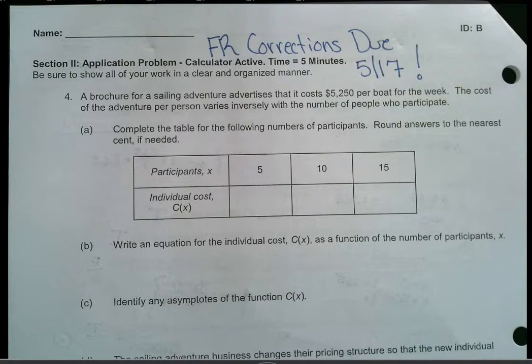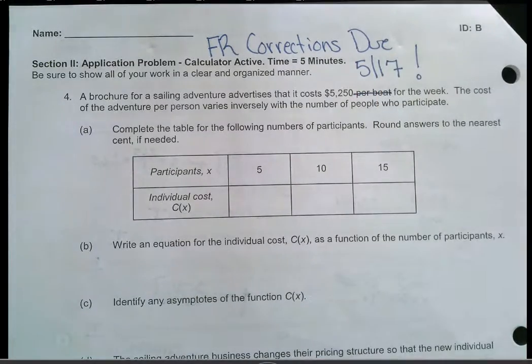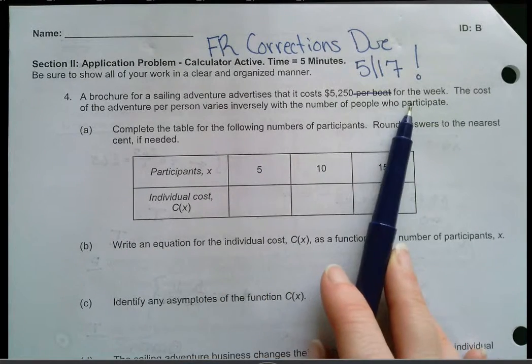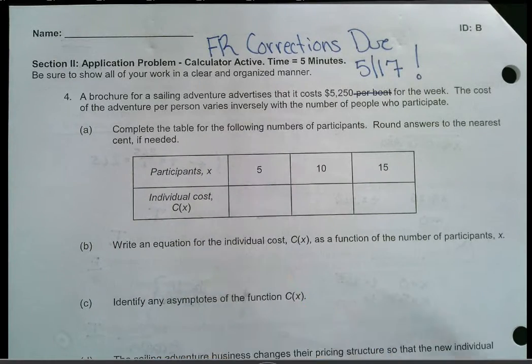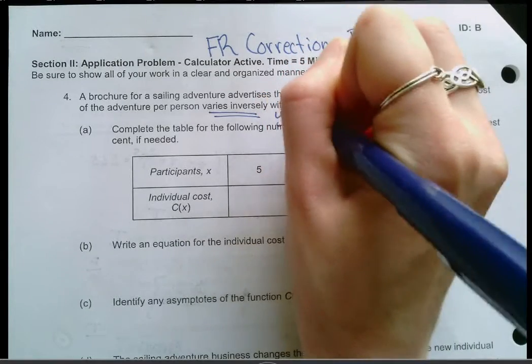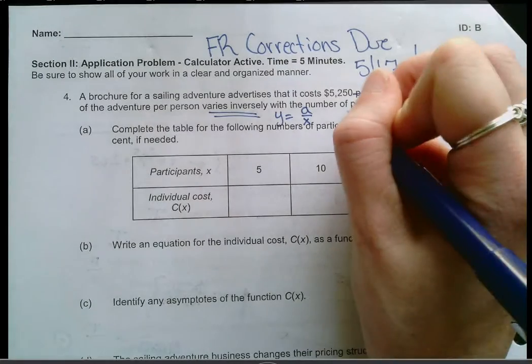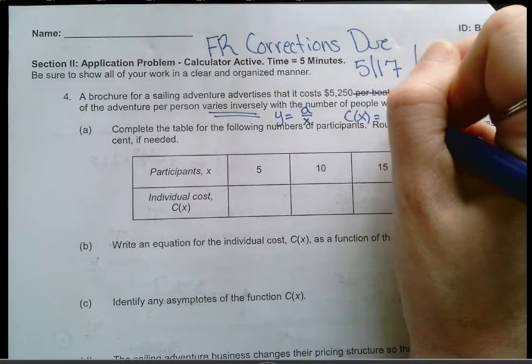Now, if you are super stuck on this, the key thing with this one is that it's worded kind of poorly. So this per boat thing, ignore that. It's just saying, hey, you're getting a single boat for this much for the week. And so that means if you have more people, it's going to cost less. That's why it's varying inversely. So inversely says y equals a over x. In this case, our y value is c of x. And we still just have x as a variable, so it's going to be c of x equals a over x instead.